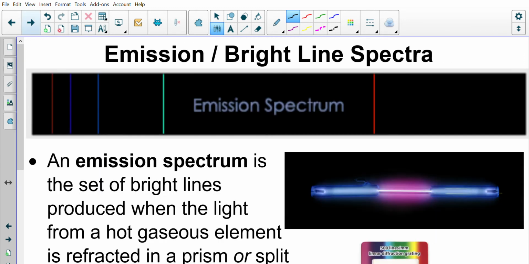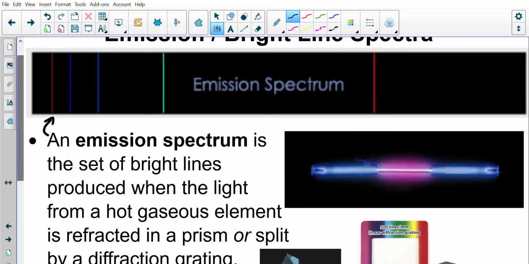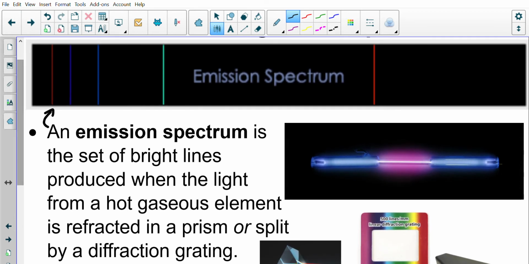So we're going to begin by having a closer look at emission or bright line spectra. So an emission spectrum and a bright line spectrum are the same thing. An emission spectrum is the set of bright lines. So this thing, we have bright lines in there. That's called an emission spectrum. Those bright lines are produced when the light from a hot gas element is refracted in a prism or split by a diffraction grating. So the idea is that right here, we have a glass tube.